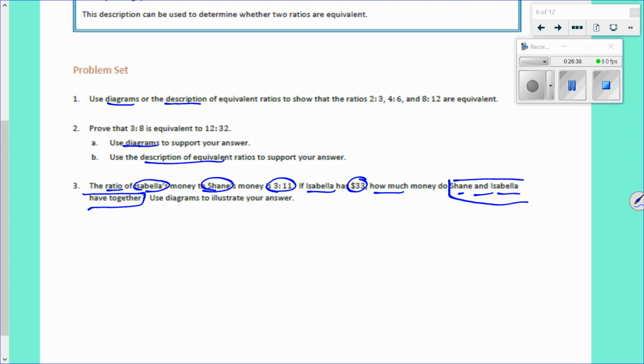Lasena? Once I have figured out what each of them have, I need to combine it, because it asks what they have together. Also, it says what? Use diagrams. So do I have to have a tape diagram? Yes, because it told me in the directions I had to. Okay? So use diagrams to illustrate your answer. That is a direction. That one should be boxed if you're marking your text. But that should allow you guys to be really successful on this homework.